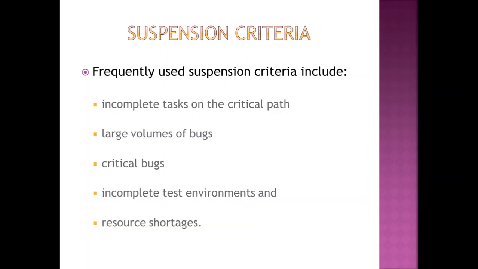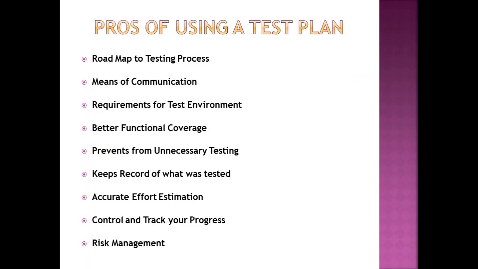Then, as I told you, the suspension criteria: the tester should know when to stop or pause the testing process. If you have an incomplete task, a large volume of bugs, critical bugs, incomplete test environments, or resource shortage, you have to pause your testing process and wait till these issues are resolved, and then you can resume your testing. That should be clearly mentioned in your suspension criteria. Having said all this, everything put together will form your test plan.